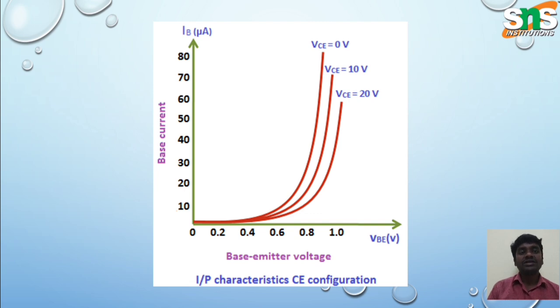Then if we increase the voltage between collector and emitter, like 10 volt, 20 volts, the curve shifts to the right side, so the cutoff voltage increases up to nearly 1 volt. So this is the input characteristics of common emitter configuration.